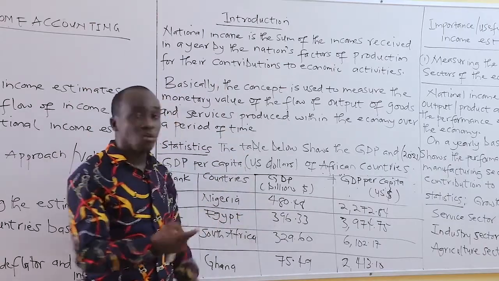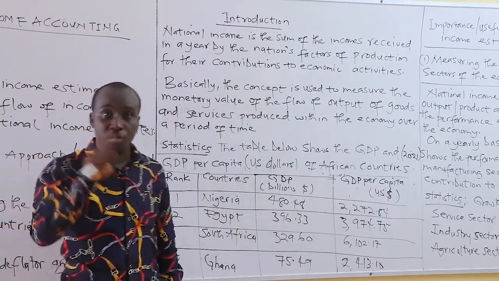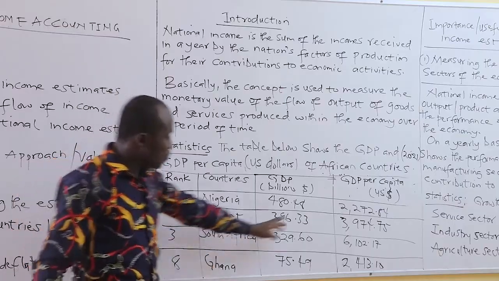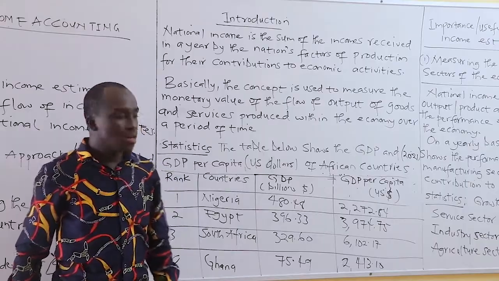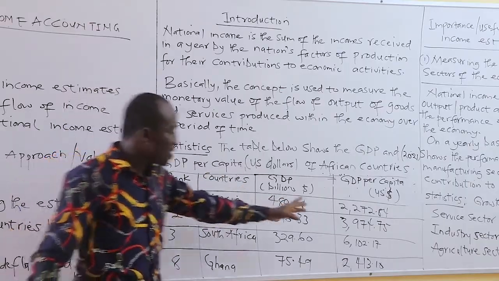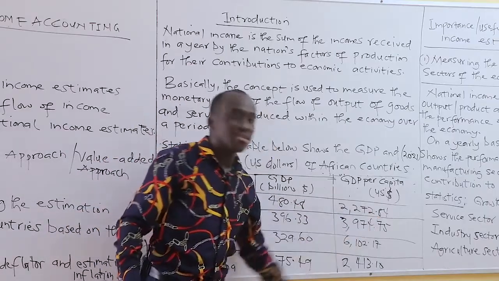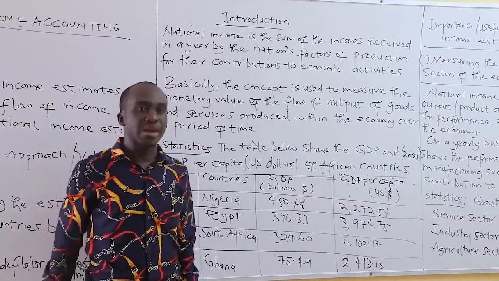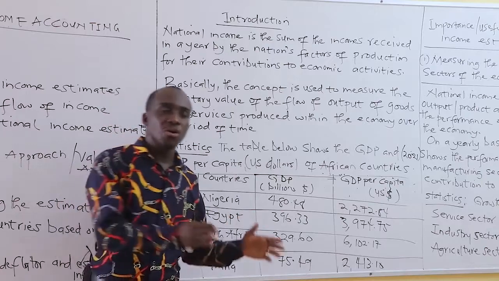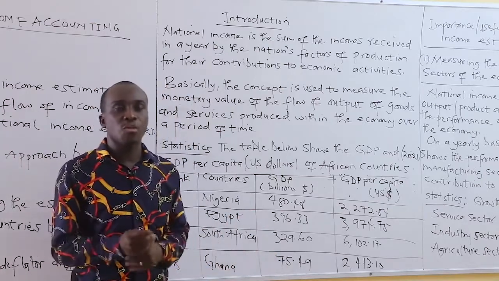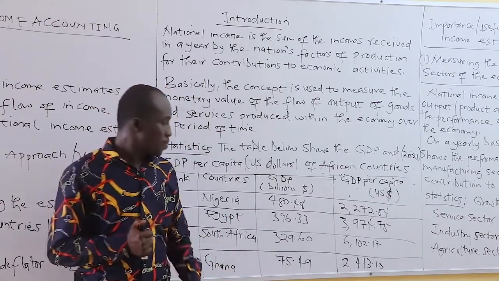And their per capita income, later we talk about per capita income, don't worry. Per capita income was 2,272.8. So the GDP is divided by the country's population. When you divide it, the per capita income was about 2,272.8. Per capita income helps us to know whether the country is developing or not developing, right? So later we talk about what per capita income is, what it means.